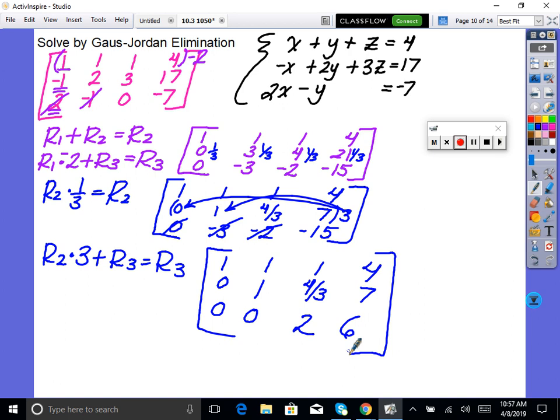Okay, now your next step is to get a 1 right here. So take row 3, times it by a half, which equals new row 3.